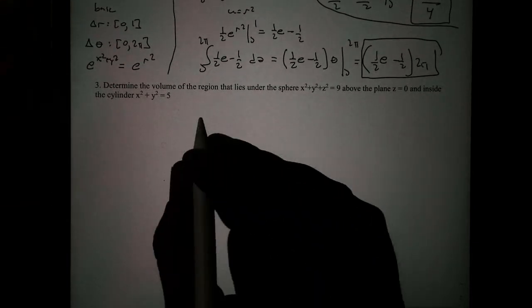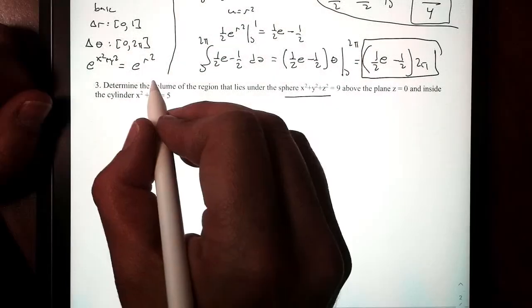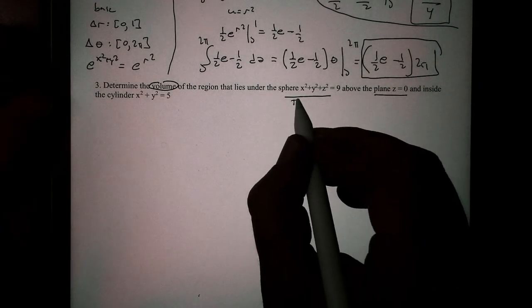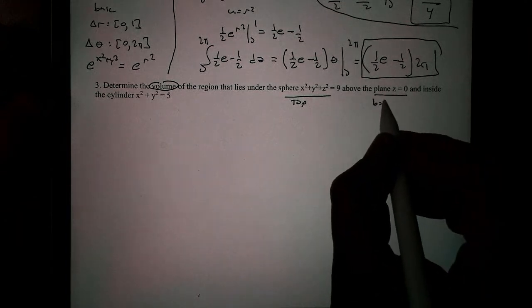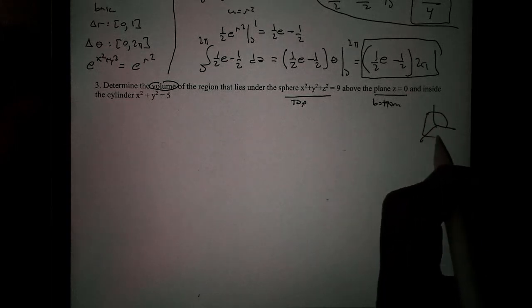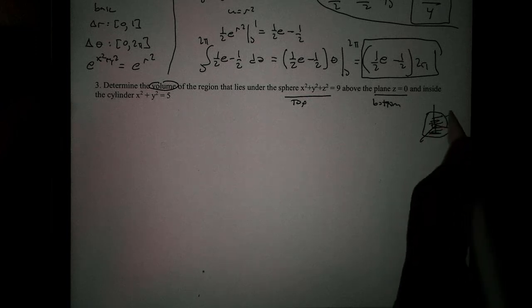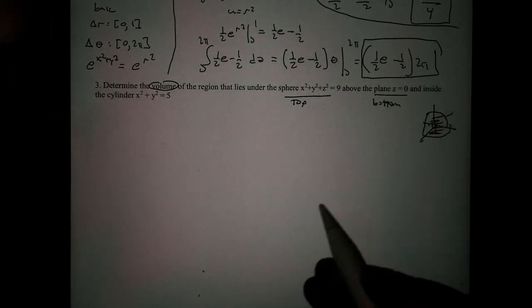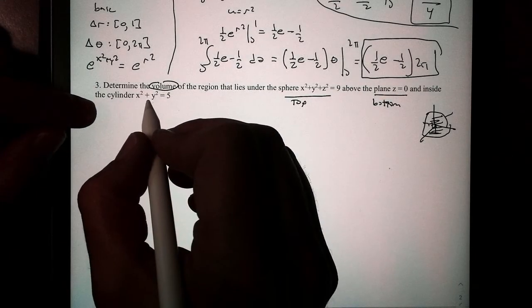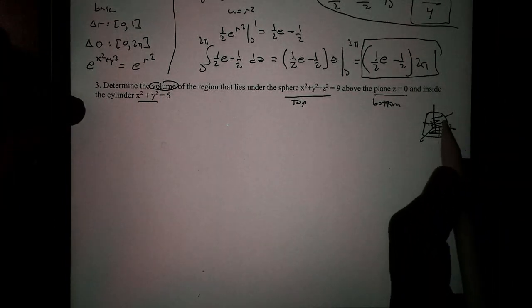Determine the volume of the region that lies underneath this sphere. So we're looking for a volume here underneath this sphere and above this plane. So this is my top and this is the bottom. So you can kind of think about what this looks like right here. We have this sphere, and we want to find the volume above the xy plane. But we don't want to find that whole volume. We're going to restrict the inside of the volume by this cylinder. So now we're going to have this cylinder come up.